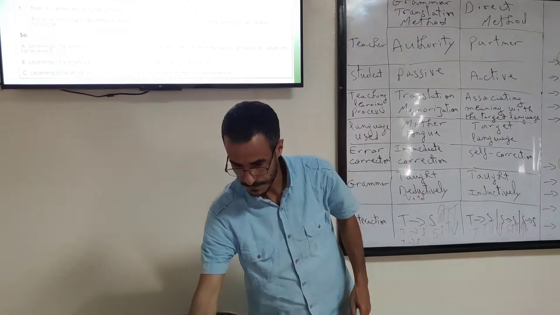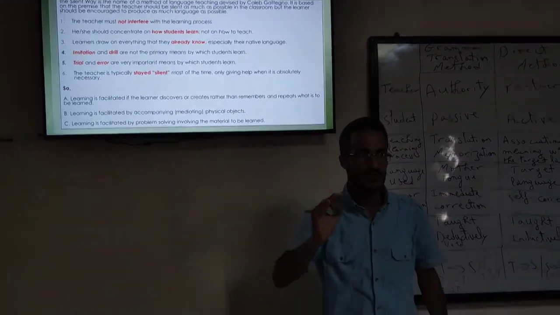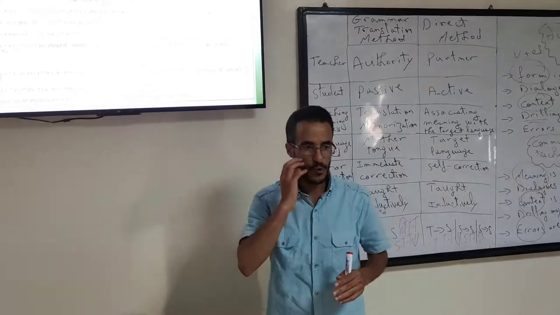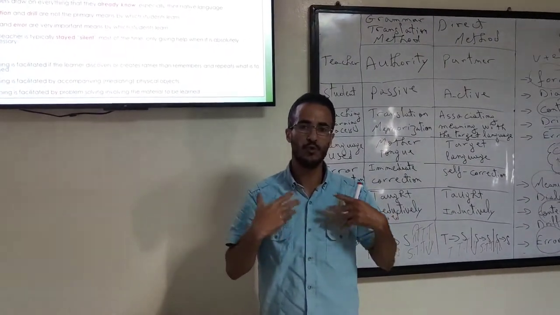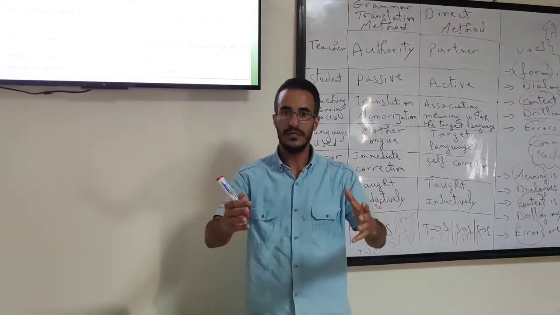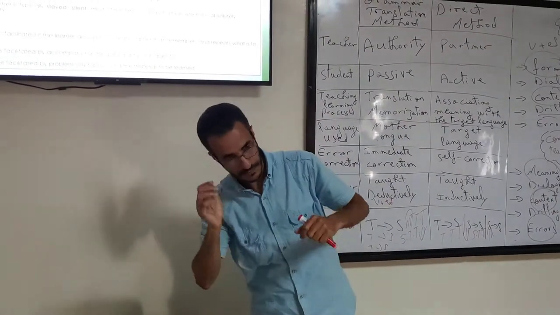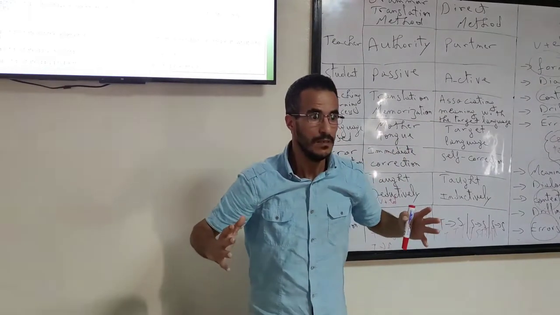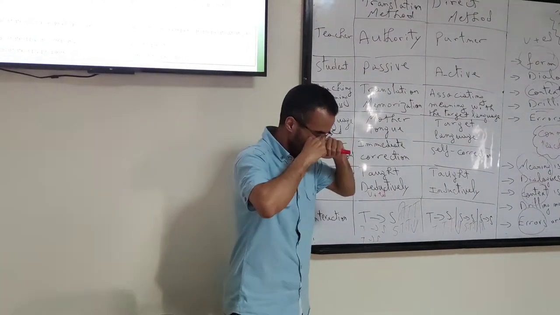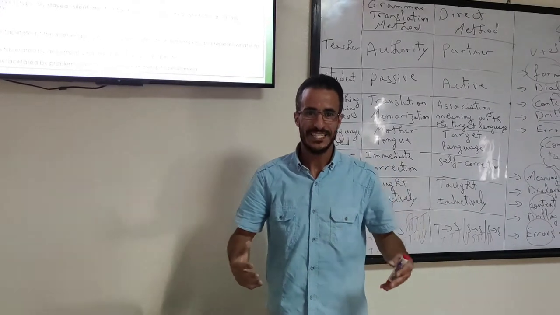Great, the next one is the silent way. And from the name, the silent way method, teachers should be silent as much as possible. For example, I can start with an activity. I'm going to tell my students that I'm going to mime a story, and your job is to identify. You listen, then you identify what the story is about. I'm going to tell you a story using my body language. Okay, this is a story, so you have to identify.